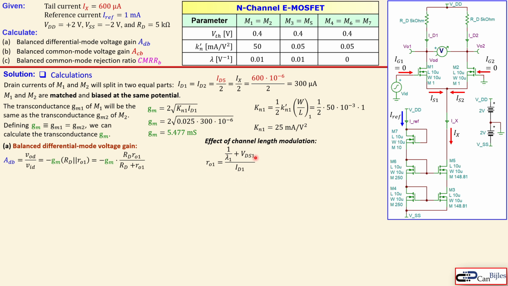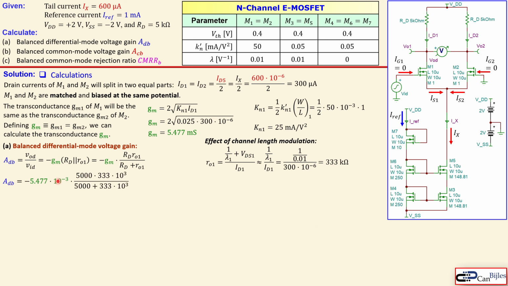We can calculate it, of course, but we also know that most of the time VDS1 is much smaller than 1 over lambda 1. So in general, we can approximate it like that. We just forget about the VDS1. We get this, and since this is 1 over 0.01 and the ID1 is 300 micro, we get here 333 kilo ohms. Okay, so we can now calculate that.